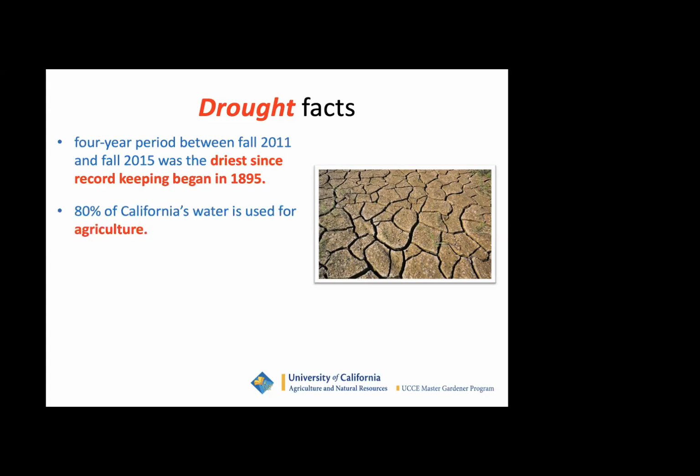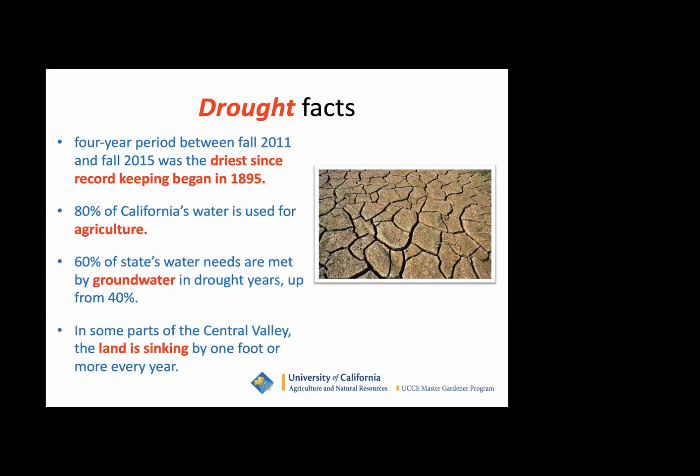We know that 80% of California's water is used for agriculture. And so every drop of that is incredibly valuable. We want to try and keep their water supply fresh and plentiful. But now this is interesting. During drought years, 60% of the state's water needs are met by groundwater, and that's up from 40%. That's a 50% increase. So what can happen is in some parts of the Central Valley, the land has actually sunk by a foot or more every year. So we are literally affecting the surface of the earth because of all the water we're drawing out of it.